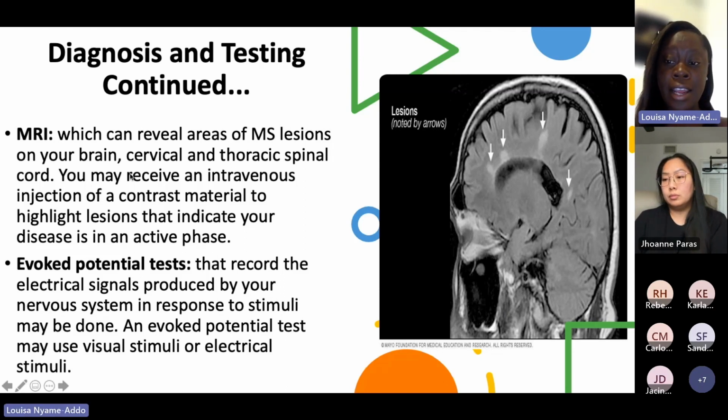The next is an evoked potential test, and that records the electrical signals produced by your nervous system in response to stimuli. An evoked potential test may use visual stimuli or electrical stimuli. In this test, you watch a moving visual pattern as short electrical impulses are applied to nerves in your legs or arms. The electrodes will measure how quickly the information travels down your nerve pathways.